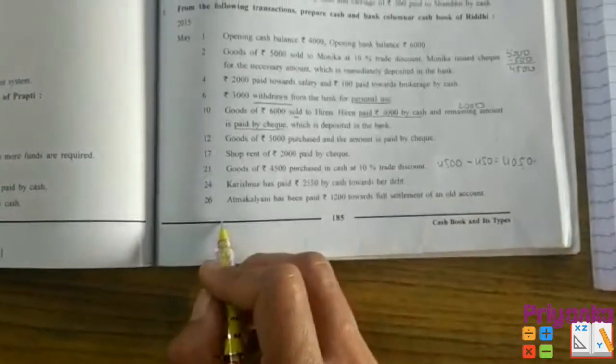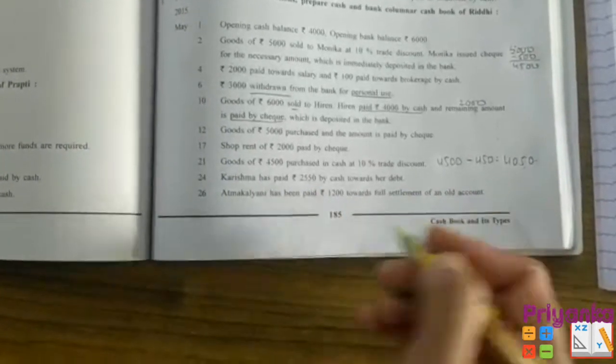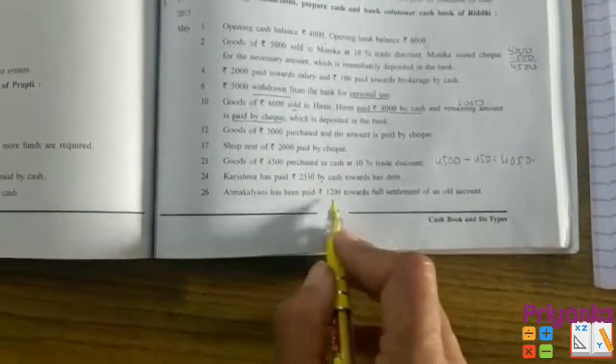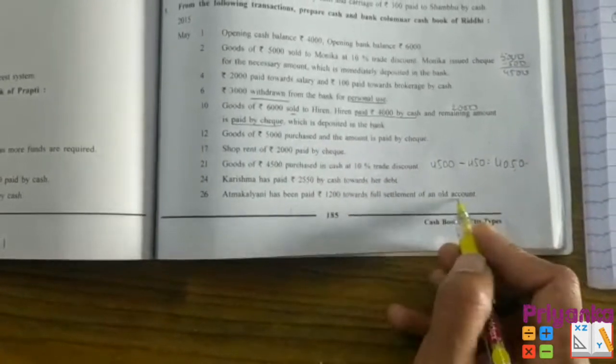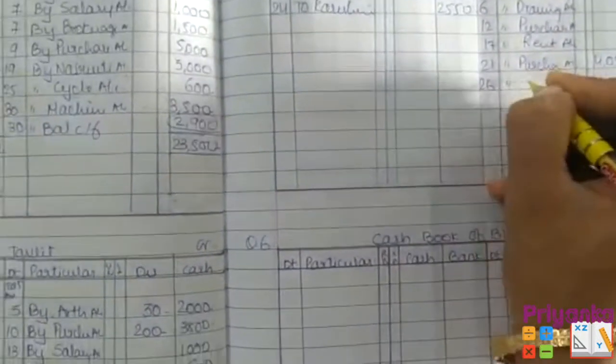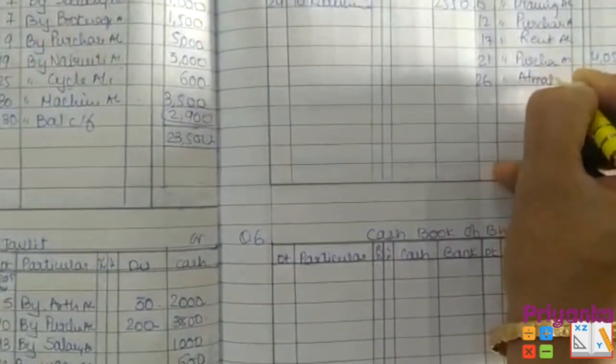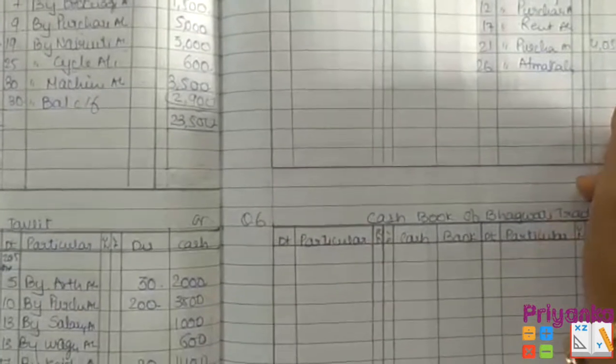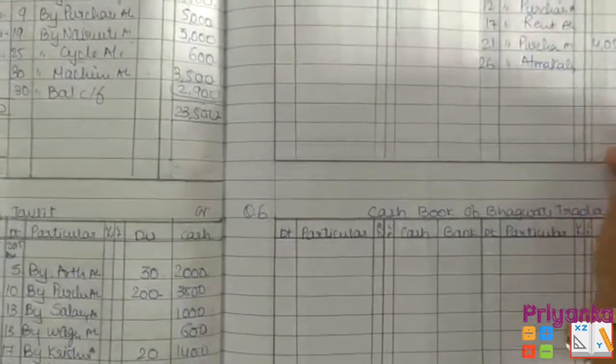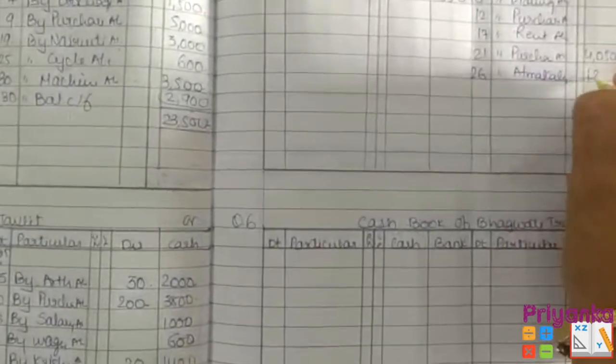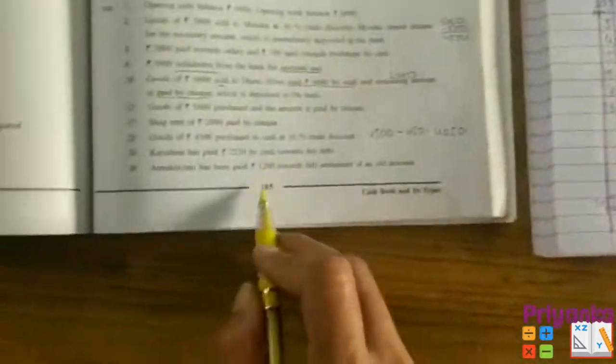Now this 26, now we are going to pay. We are paying for the full settlement of the old account. So take the 26th on the credit side and write down the name Atma Kalyani, and this has been paid in cash, 1,200. There is nothing written that it has been paid by check or anything, so we can take it directly.